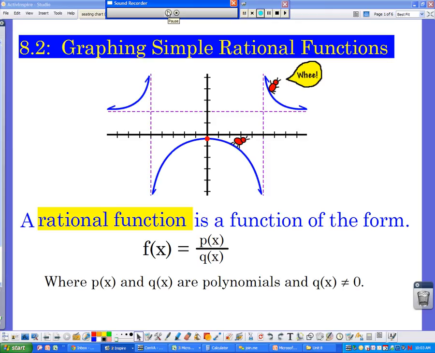All right. Lesson 8.2 is graphing simple rational functions. A rational function is a function in the form f of x equals p of x over q of x, where p of x and q of x are polynomials, so they're going to have variables in there, some exponents. The only criteria is that q of x, the bottom one, cannot equal 0, okay?